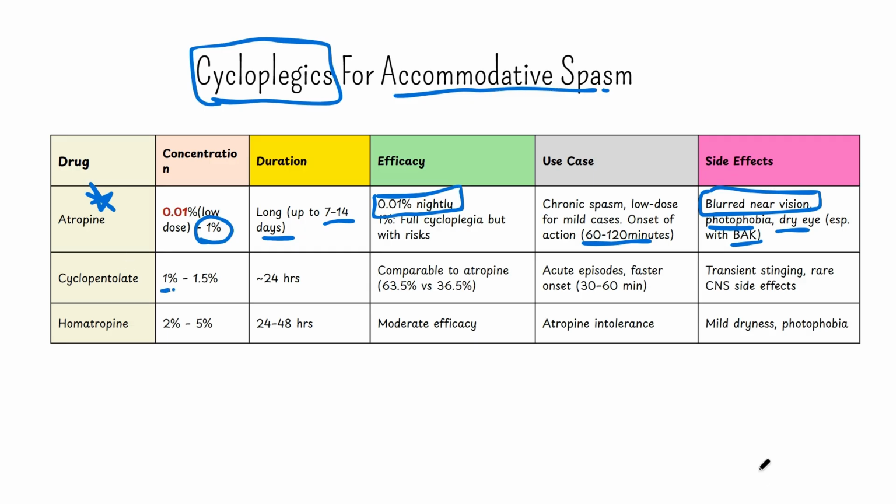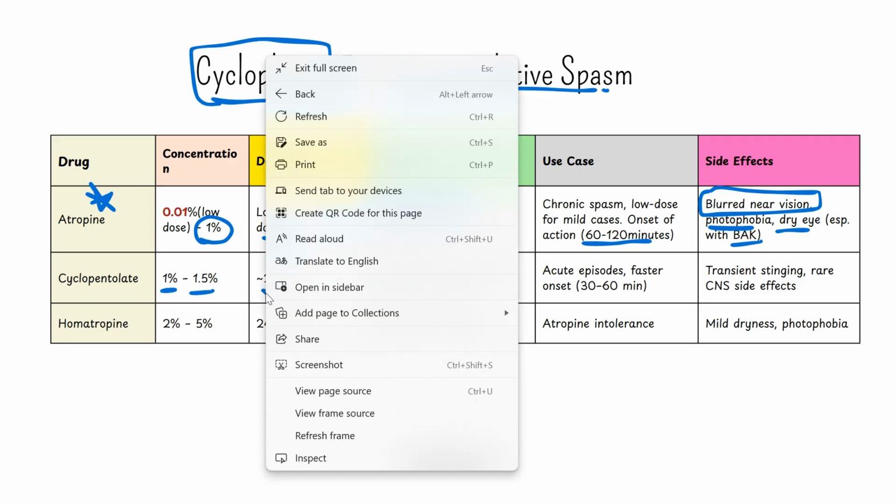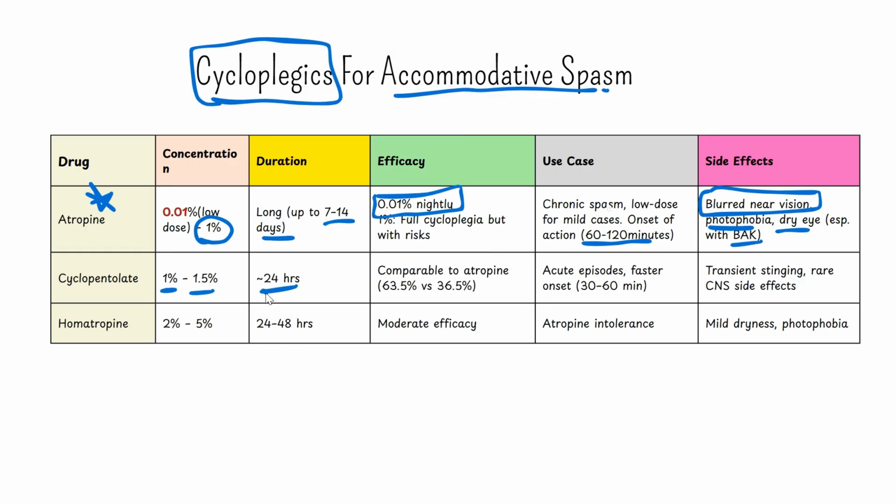It is available as 1% to 1.5%. Duration of action here is about 24 hours. However, it has a faster onset of about 30 to 60 minutes. Comparable to atropine, you can see that it has about 63.5% efficacy versus only 36.5% efficacy.